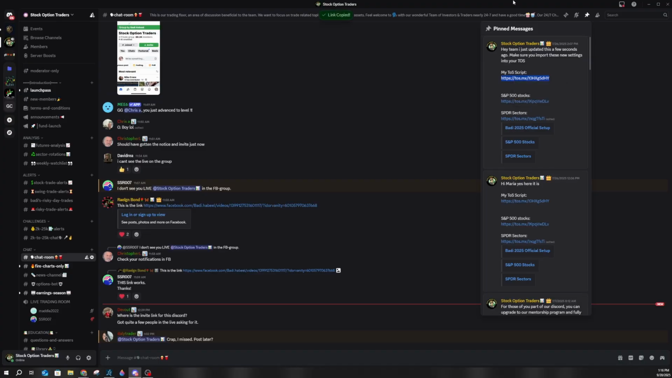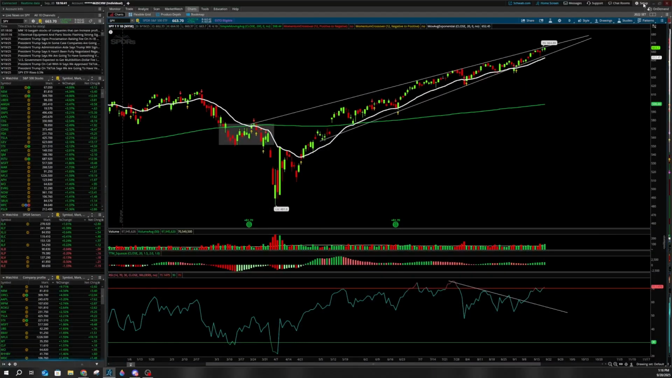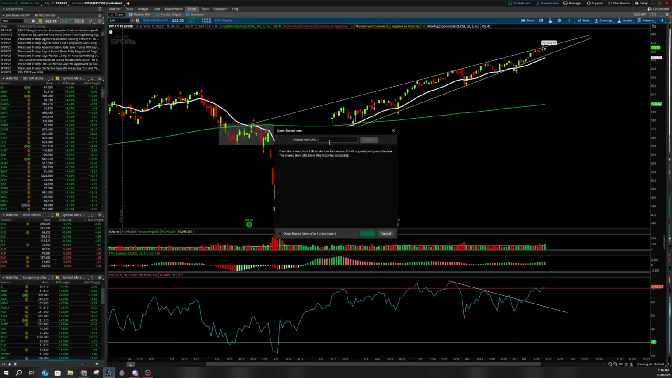Copy link, and you're gonna go back to your ToS chart. On the top right corner, click on setup, open shared items, and click Control plus V, or just paste it in there. Whatever buttons you use that pastes it in there. For me, it's CTRL plus V. And once I type that, I click preview, and this is what it shows, okay?